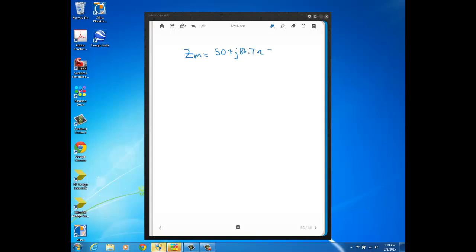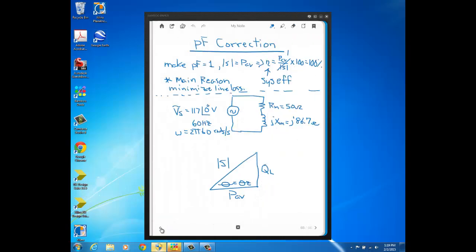Well, we can put this into polar form, and if you do 50 squared plus 86.7 squared all square rooted, you'll get a magnitude of approximately 100. And then if you do inverse tan of 86.7 divided by 50, you'll see that theta z is 60 degrees. So if we go back to the previous page, we now know that the power triangle angle is 60 degrees. It's the same as theta z.